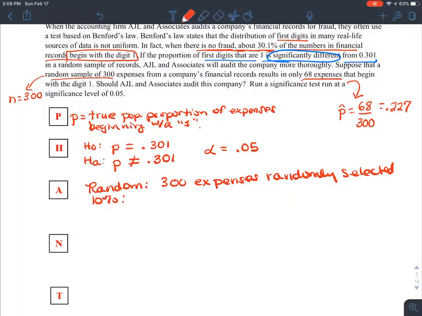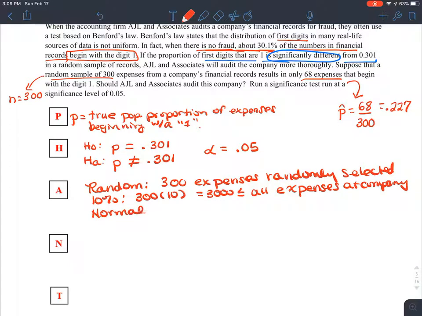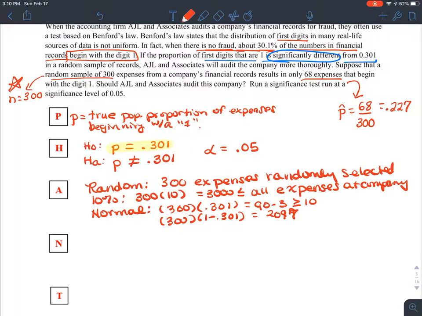The 10% condition for independence is 300 times 10, that would be 3,000. For this company, we could expect that 3,000 expenses would definitely be less than or equal to all the expenses at the company. And then our normal, large counts condition, this is where we take n. Remember up here we said n was 300, times p. We get the p from the null hypothesis. We need to make sure that this number is greater than or equal to 10. Also I need to do 1 minus that, so that the failures as well, whoops, sorry, this is a 7 here, 209.7, obviously greater than or equal to 10. So we're checking off all those, that's great.